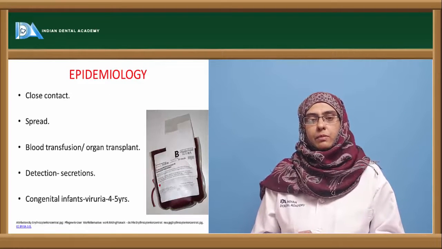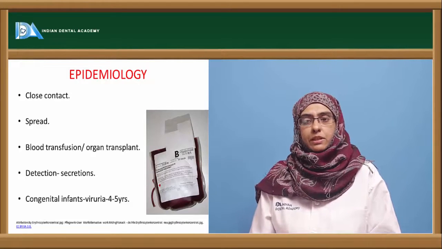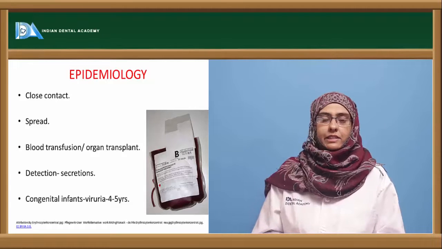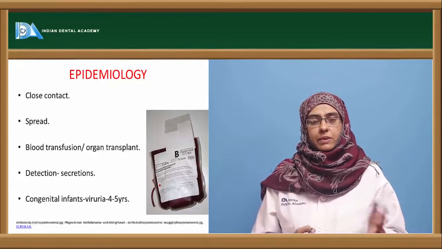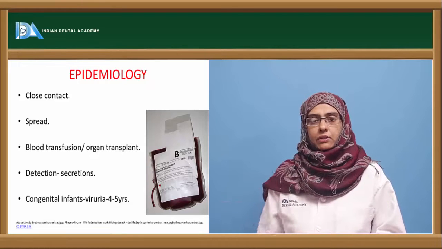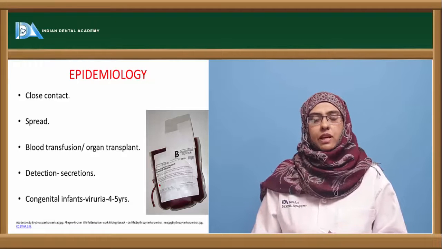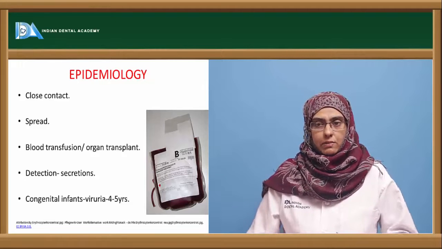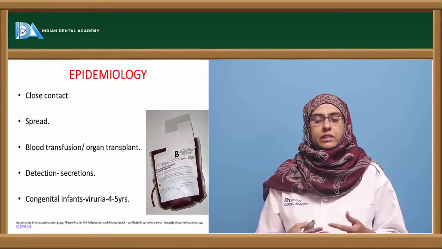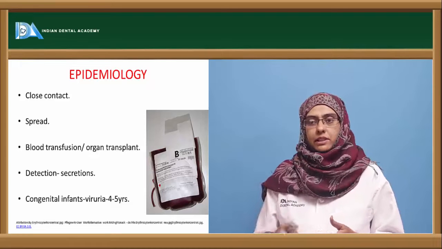Now coming to the epidemiology of the disease, this is a very slow disease and can be transmitted by close contact, and the spread of the disease is via the different secretions from the patients which, when they come in contact with a healthy person, can lead to the disease. Another form of transmission is via blood transfusion or organ transplant, and the detection of the virus can be done in various fluids such as the urine, the saliva, the semen, the cervix, etc.